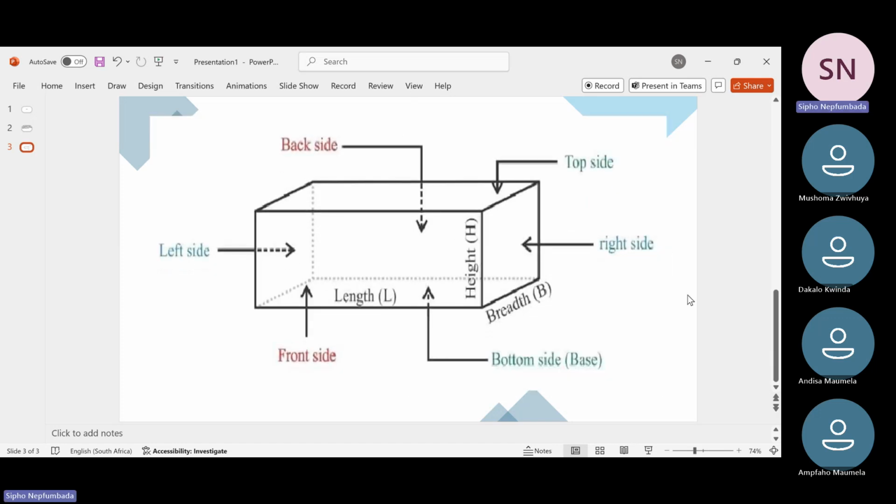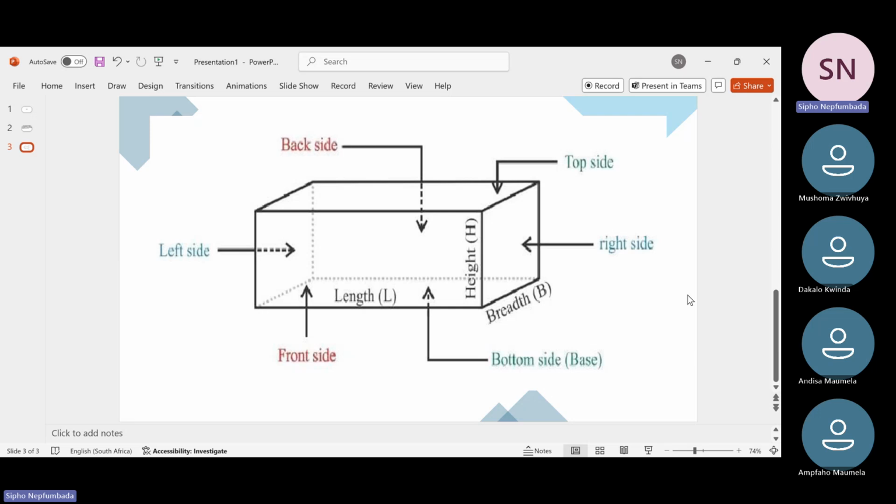When we're talking about the surface area, we said that indeed the surface area of a right prism is the sum of the areas of each individual face that makes up the surface of the prism. So if you can check, this is our right prism. Are we good?